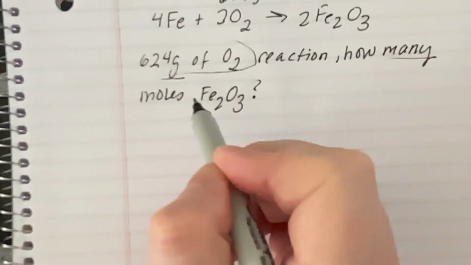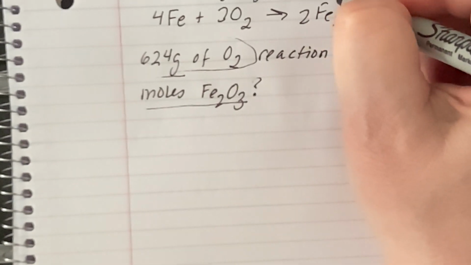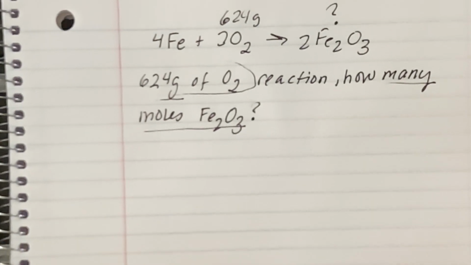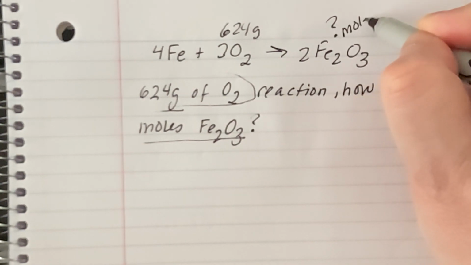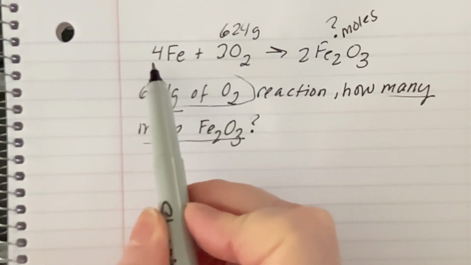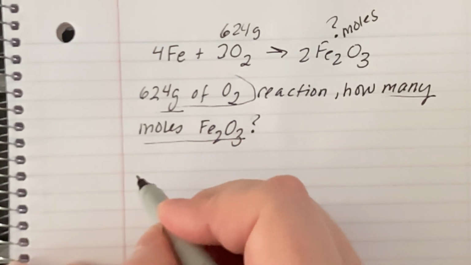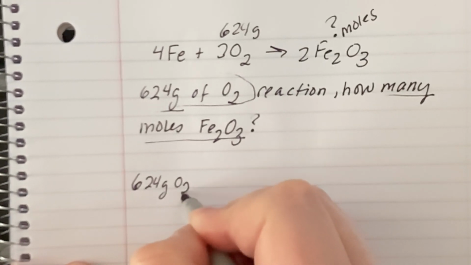And we want to find how many moles of iron(III) oxide. So, question mark, because we don't know the magnitude or the size of that number. But we do know that we want the answer in moles. So your unknown as well as your known are just going to go right above the equation to help you make sure you have that pathway. And then you write down what you know, 624 grams of O2.